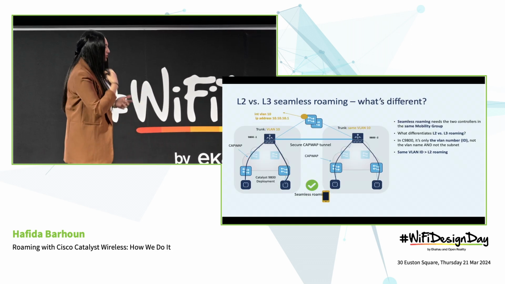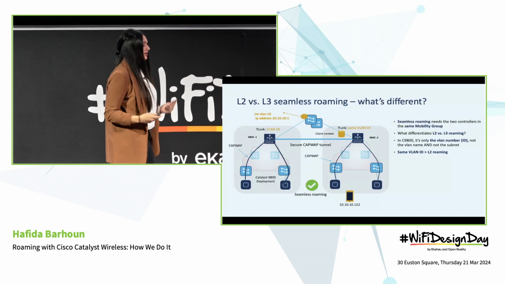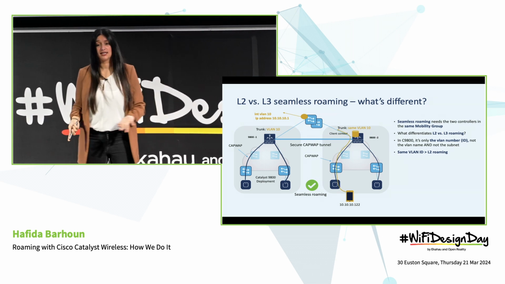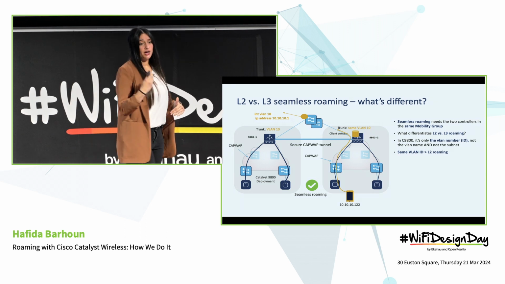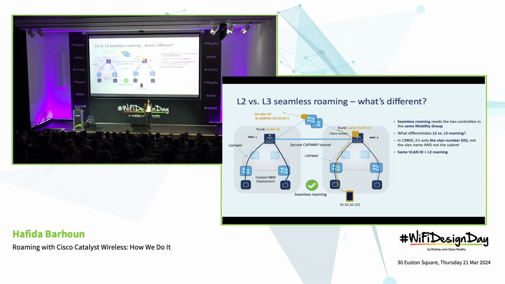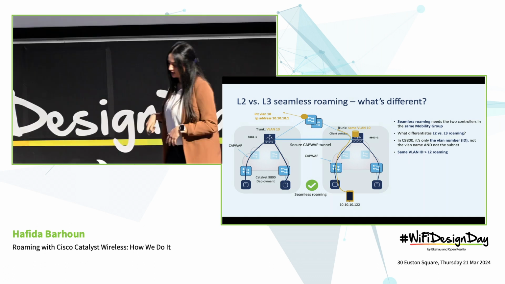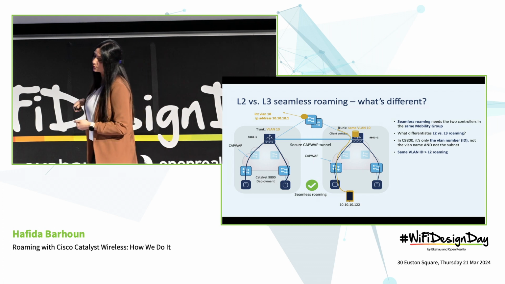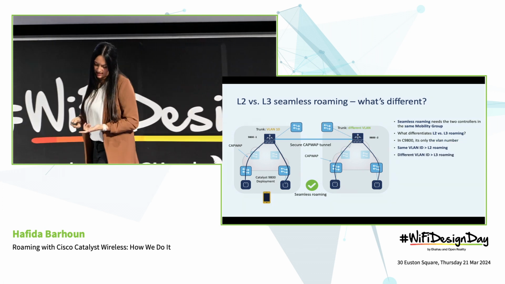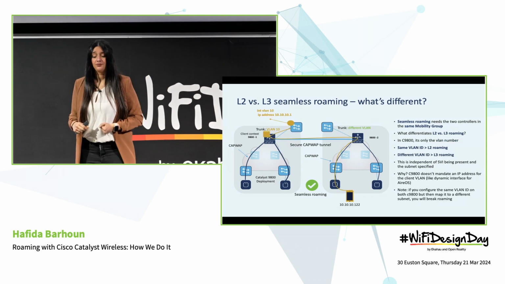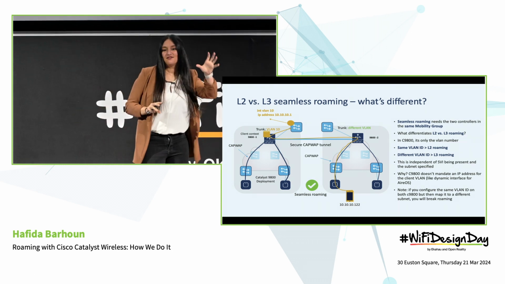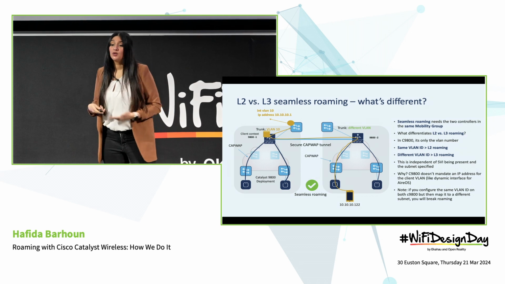So what's different between layer 2 and layer 3 inter-controller roaming? How do we differentiate them? By using the VLAN ID. Previously, with AireOS, we were using the subnet. Today, with the 9800, we only base the decision on the VLAN ID. So if it's the same VLAN ID on both controllers, then it's layer 2 inter-controller roaming. If it's a different VLAN ID, then it's layer 3 inter-controller roaming. Be careful not to play by putting the same VLAN ID but a different subnet, because otherwise you will break the roaming.